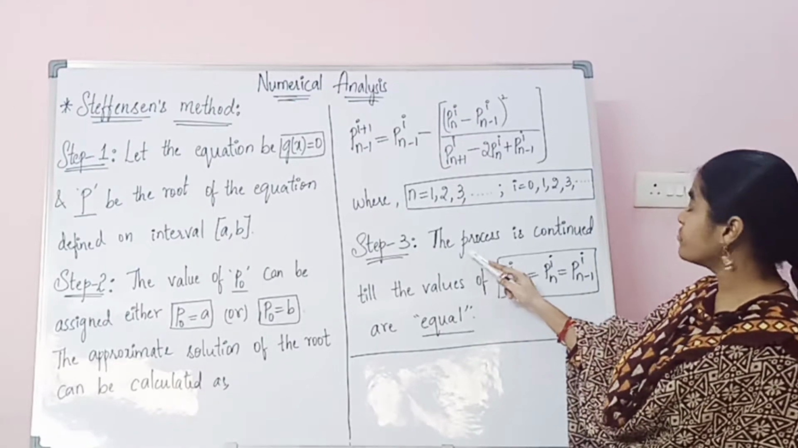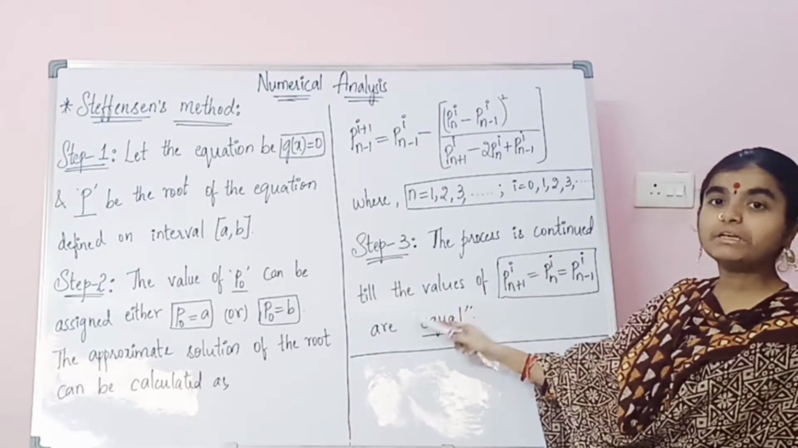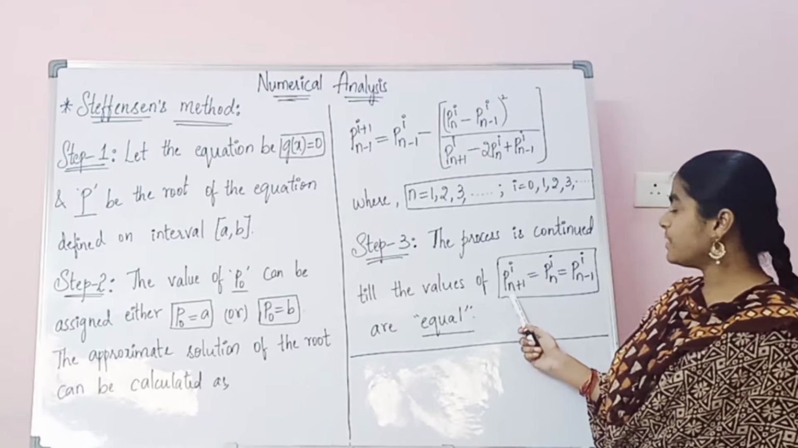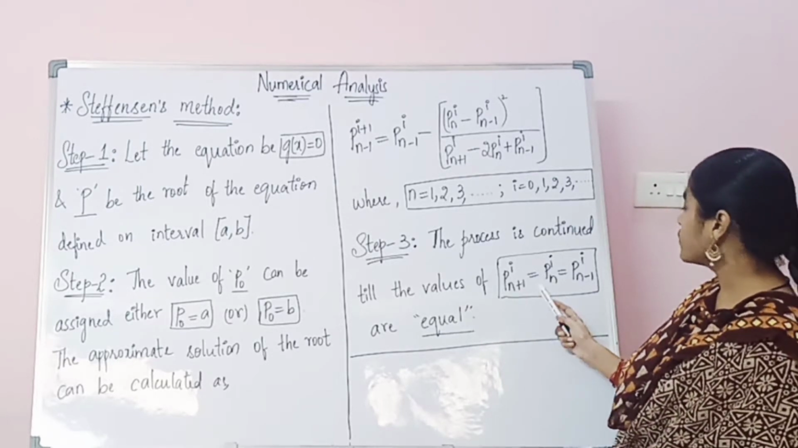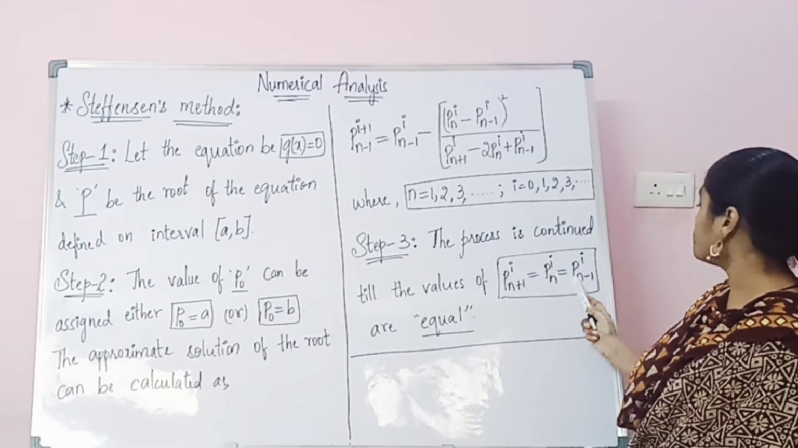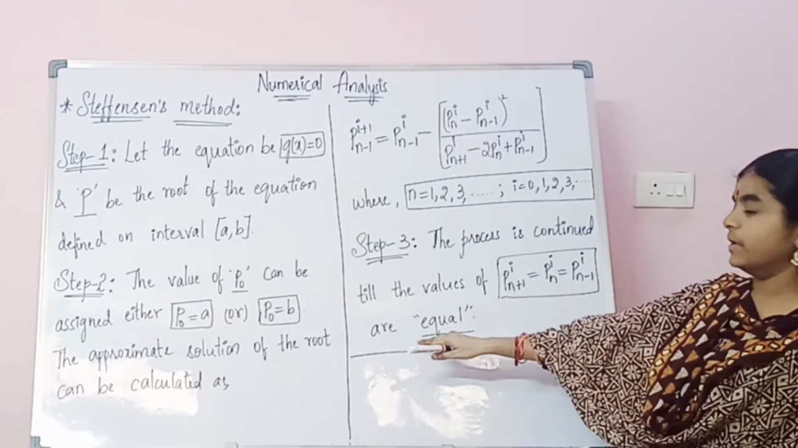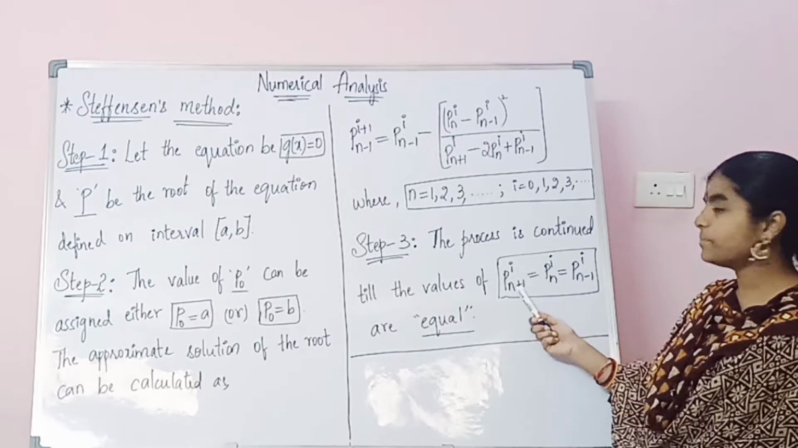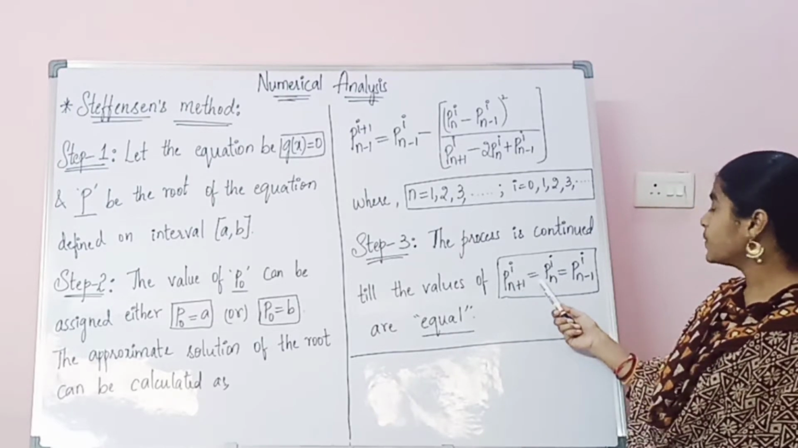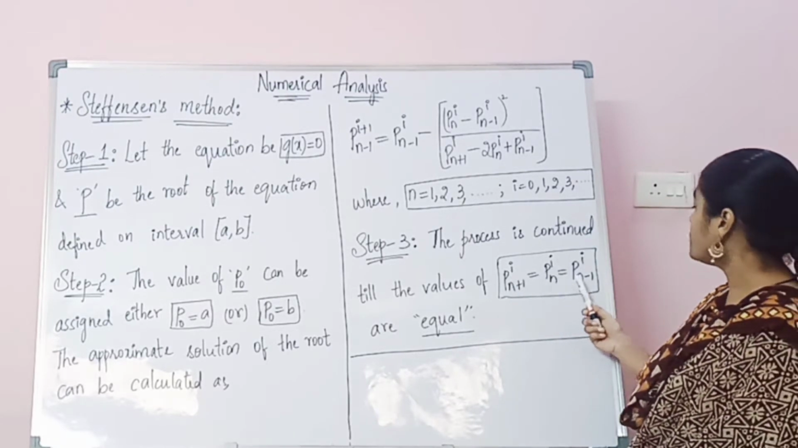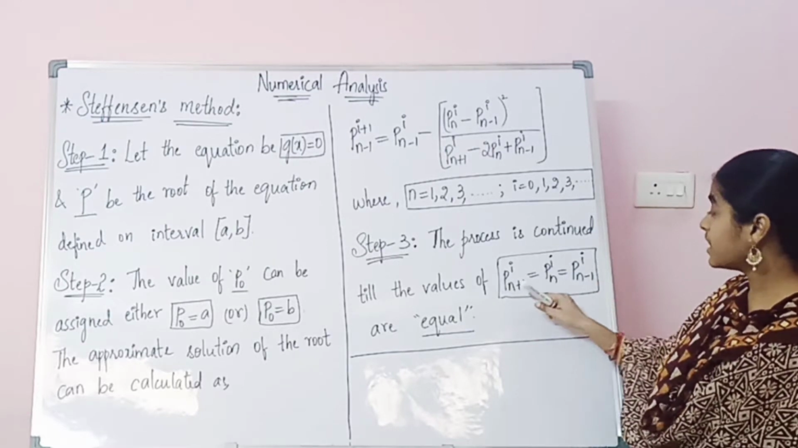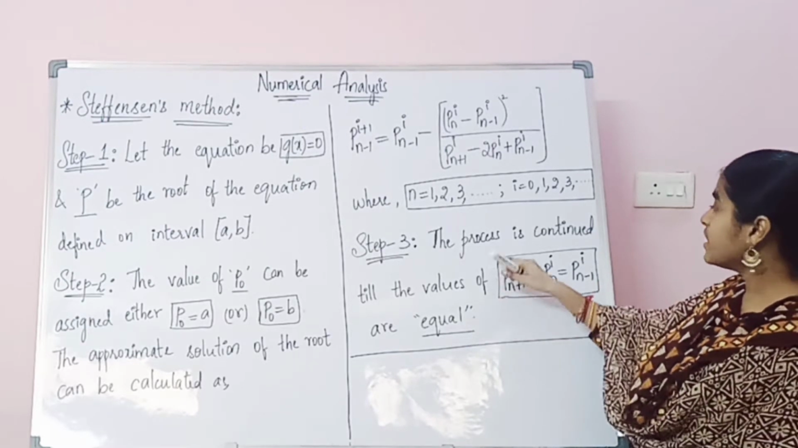Now in step 3, what we have to do? This process is continued till the values p_{n+1}^(i) = p_n^(i) = p_{n-1}^(i). So these three values should be equal, and till then we have to continue.